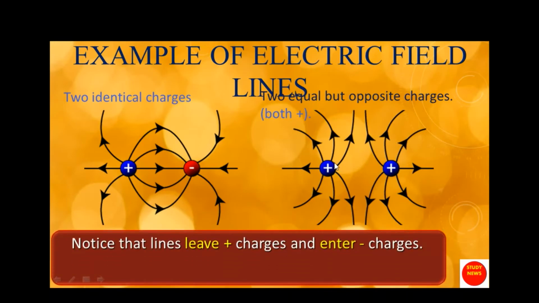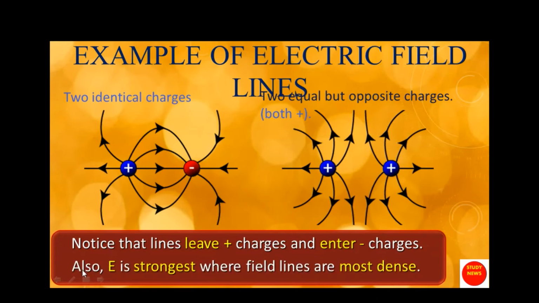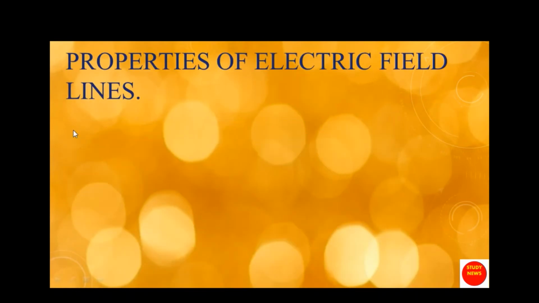So we can conclude this discussion as: notice that lines leave a positive charge and enter a negative charge. And the second thing, electric field intensity E is the strongest where field lines are most dense. So the electric field will be strongest where the field lines are dense, very close to each other.